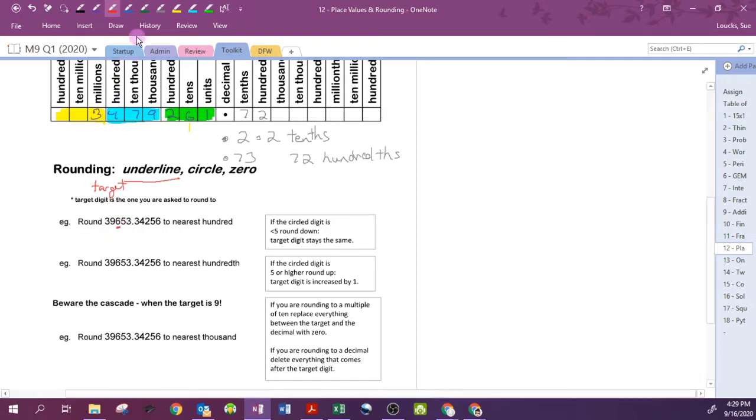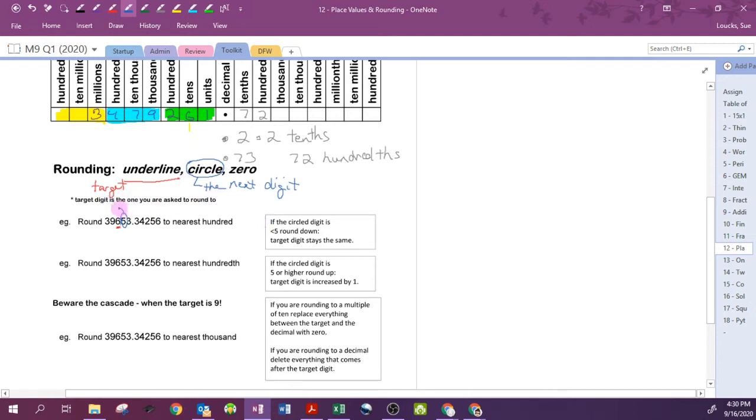Okay. And then I'm going to circle the next digit. So I'm going to circle the 5. And the 5 is the only one that I'm going to look at when I'm deciding if I'm rounding up or rounding down. Okay, it's the only one. And I'm looking at that, and it's because it's 5 or greater.